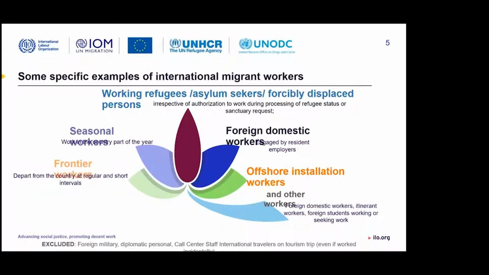So first of all, we've got frontier workers. They are not usual residents of the country of measurement, but they have been given permission to be employed on a continuous basis in that country, provided that they depart at regular intervals from the country. The second example is seasonal workers. They are not usual residents of the country, and their work is dependent on the season, based on seasonal conditions, and they perform their work in that country during part of the year only.